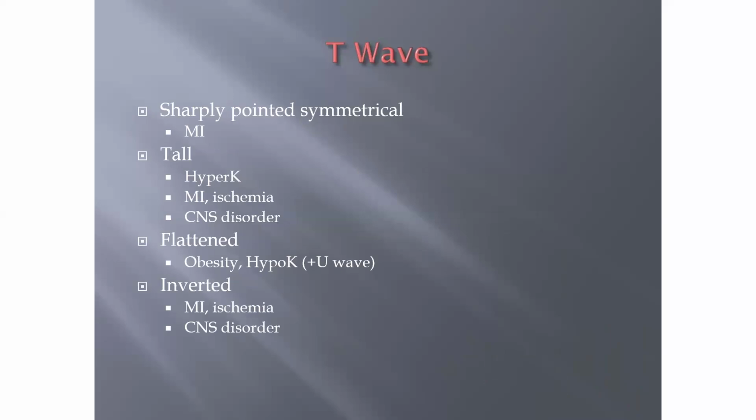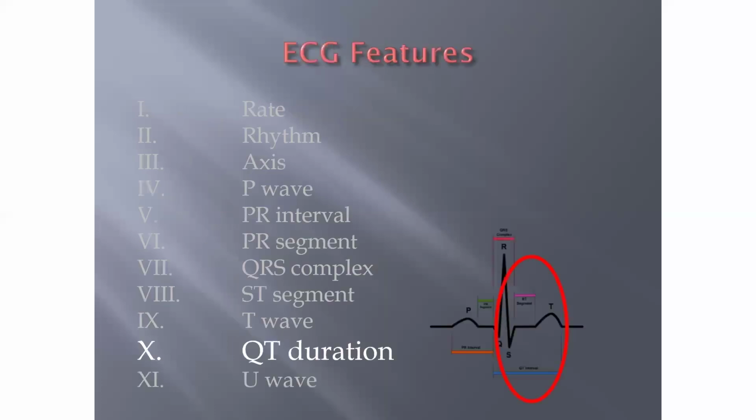The T wave is sharply pointed and symmetrical in patients with MI. Of course, it's tall in patients who have hyperkalemia, MI, ischemia, and central nervous system disorder. It's flattened in patients who are obese, patients who have hypokalemia, and of course must be accompanied with a U wave. A T wave is inverted in patients with MI, patients with ischemia, and of course patients who have CNS disorder. So let's now look at QT duration.